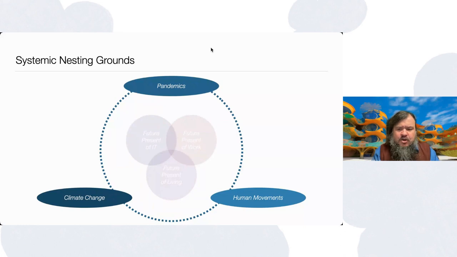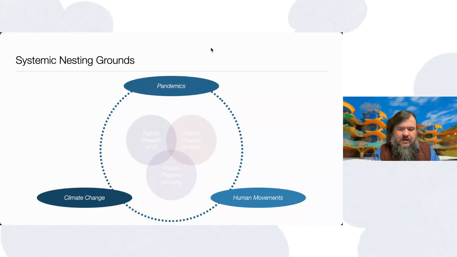And finally, the whole aspect of human movements. In other words, the fact that humans don't stay put. And this refers to everything from migrations to immigration to emigration to refugees to situations such as sharp increases or decreases in the population of a region in a country. So I'm encompassing all of these, including also whether people are living in cities or in towns, etc., within this nesting ground of human movement. So we have these three external nesting grounds.